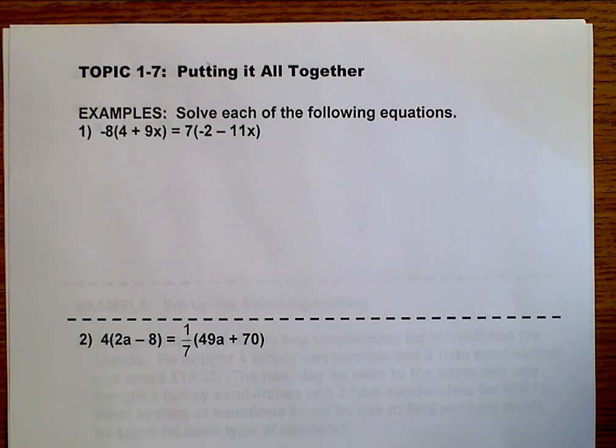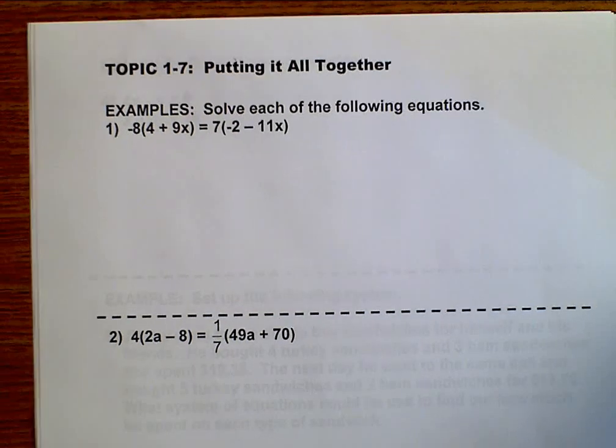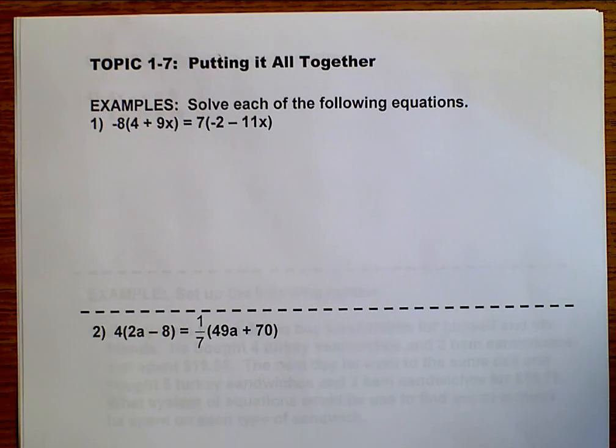Hello, this is Geometry, Topic 1-7, the conclusion on our algebra review. We're going to be putting everything together. So this is just a culmination of topics 1-1 all the way to 1-6. So we're going to work on everything.